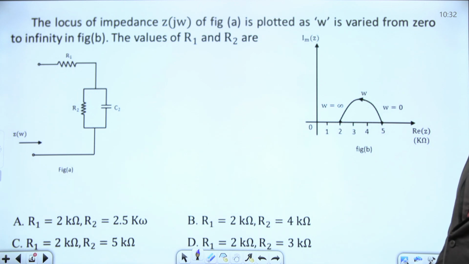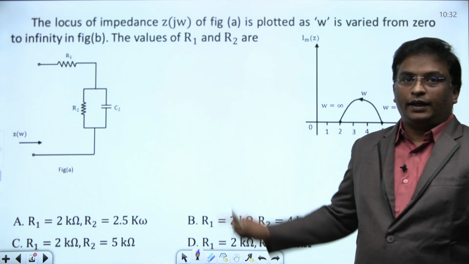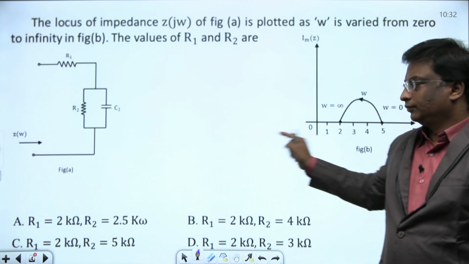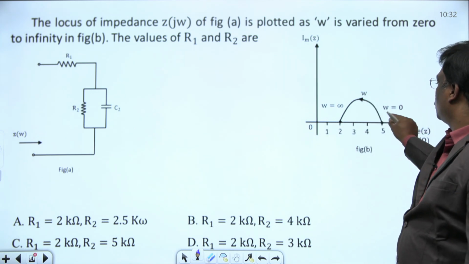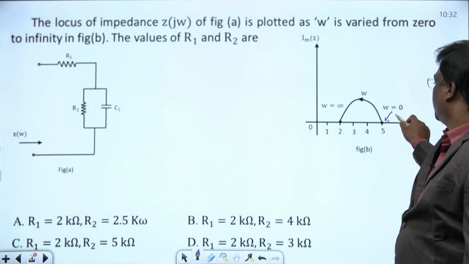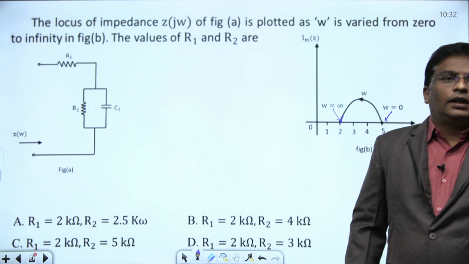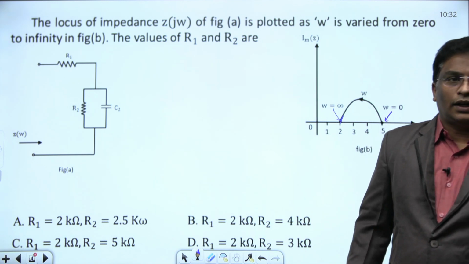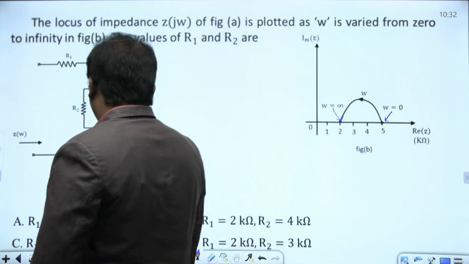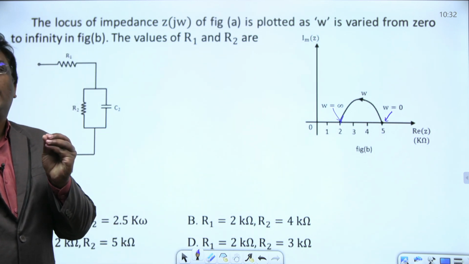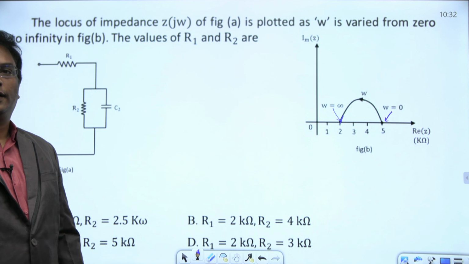When the locus of the impedance Z of j omega of figure A is varied from 0 to infinity, they have shown the point: this is the omega equal to 0 point, and this is the omega equal to infinity point. Then the values of R1 and R2. Simple. If you know the impedance information, we can calculate this question.